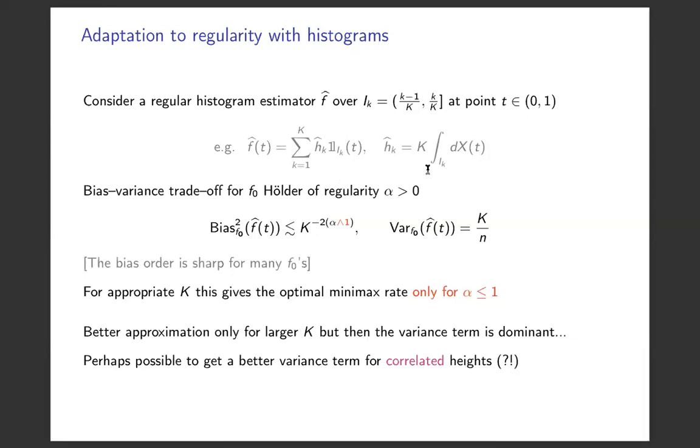So here what's essential is that you have some sort of independence between the heights, and maybe if you get strongly correlated heights, you could perhaps do better.